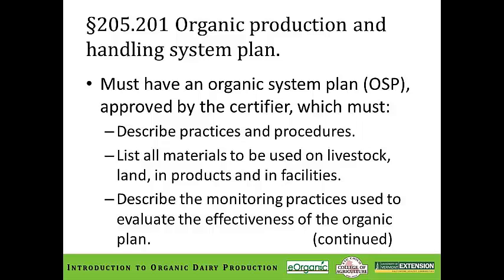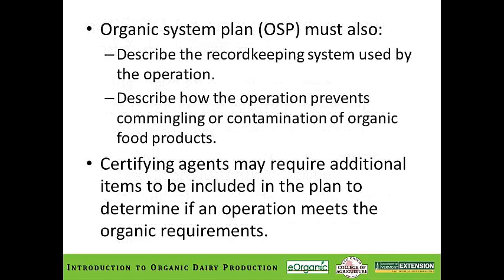They need to describe the monitoring practices used to evaluate the effectiveness of the organic plan. And they need to describe the record-keeping system used by the operation, and describe how the operation will prevent commingling or contamination of organic food products with either non-organic materials or prohibited materials. In addition, certifying agents may require additional items to be included in the plan in order to be able to verify if the operation is meeting the organic requirements.